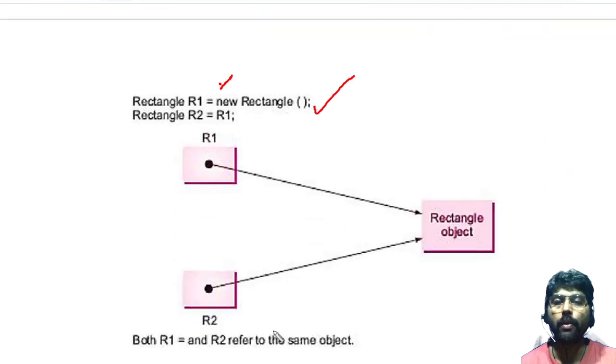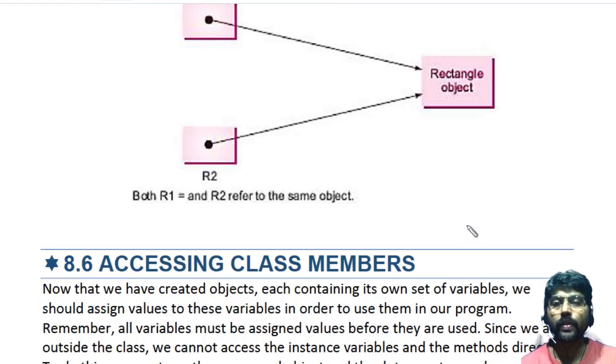Now this is the diagram which explains R1 and R2 pointing to the same object here. If I call a method called getData, it is calling the same object. If I call rectArea, it is calling the same object.